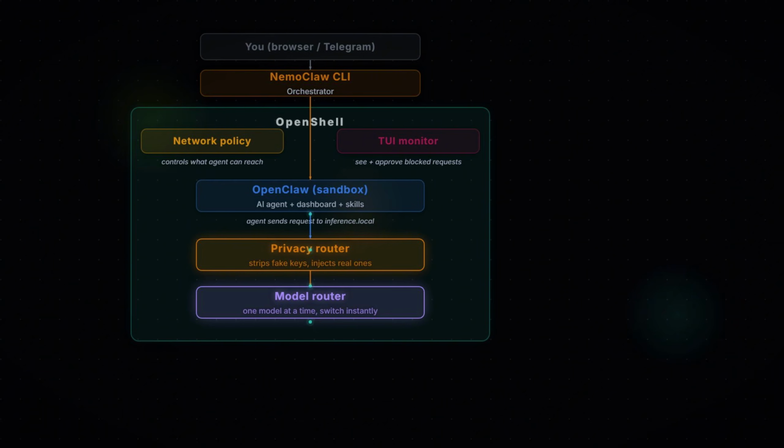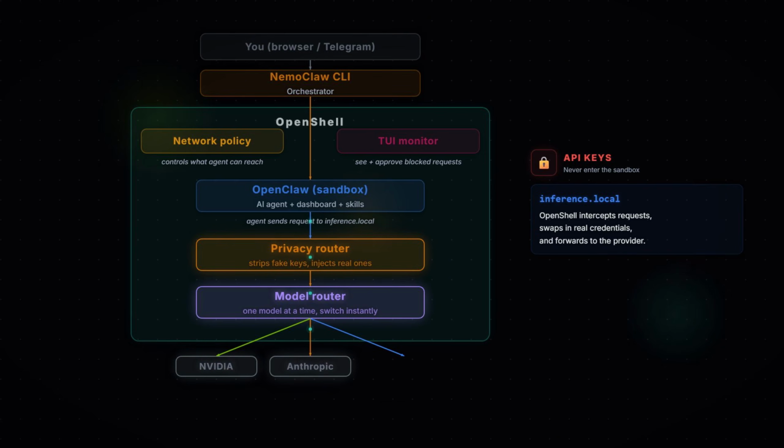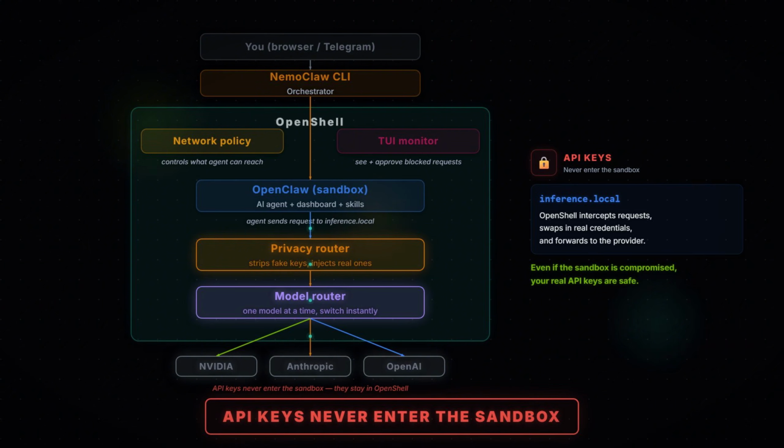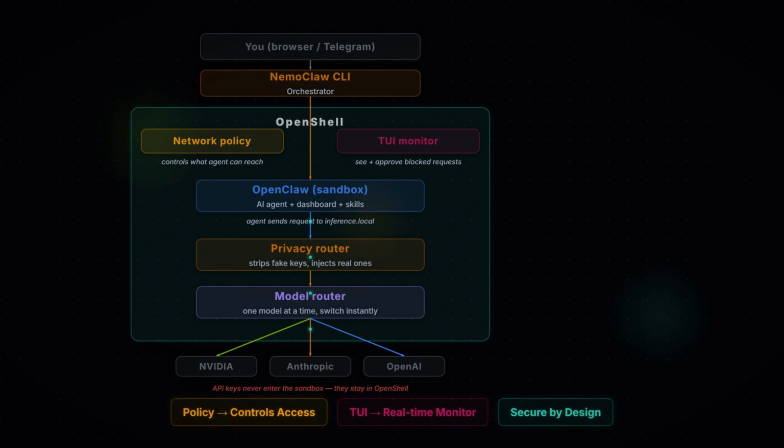Now here's the key thing, and this is important for understanding policies. Your API keys, NVIDIA, Anthropic, whatever, they never enter the sandbox. They live in the OpenShell gateway outside. When the agent needs to talk to an AI model, it sends the request to a local address called inference.local. OpenShell intercepts it, swaps in the real credentials, and forwards it to that provider. So even if something inside the sandbox is compromised, your real keys are safe. The policy file controls what else the agent can reach beyond inference. And the TUI is your window into all of this. You can watch every connection in real time. And that's the whole picture. Now let's get into it.